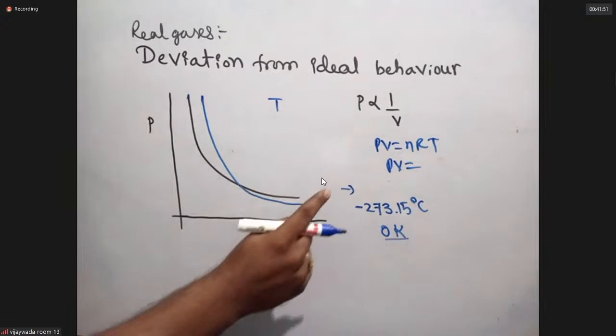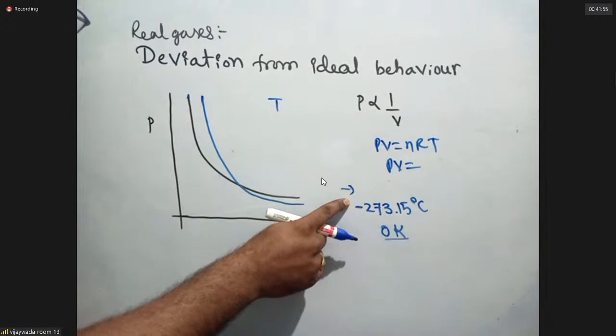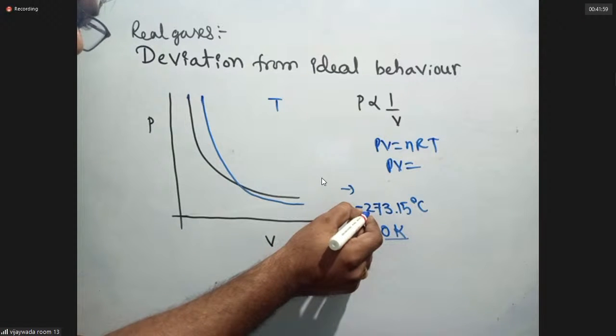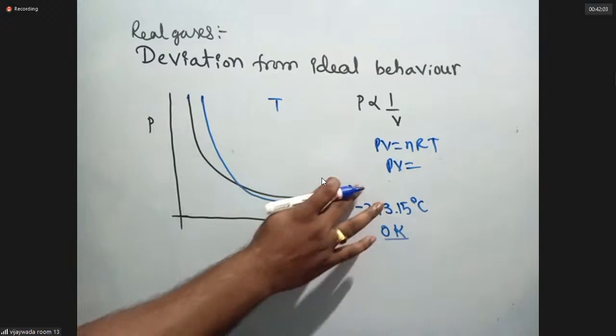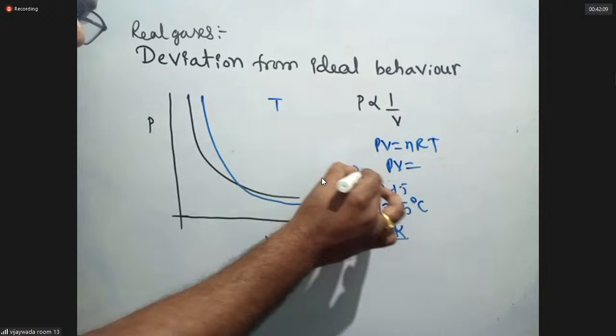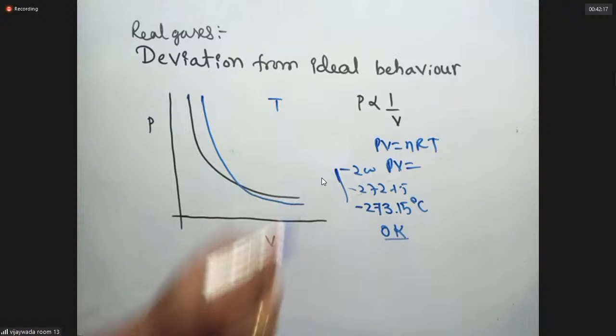So any ideal gas may be liquefied at minus 273.15. Then what about minus 273.15? And what about minus 200? You can see the presence of gas.